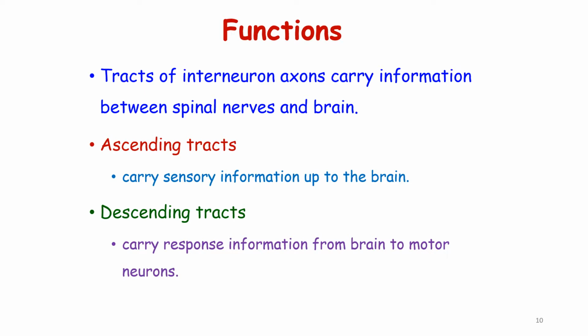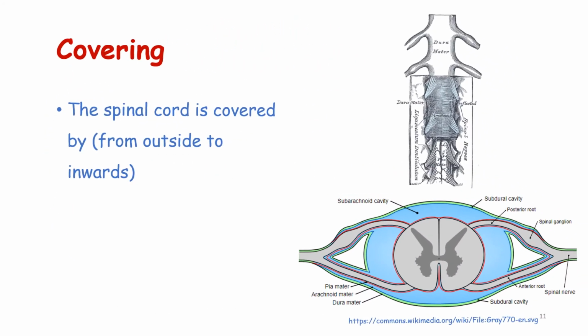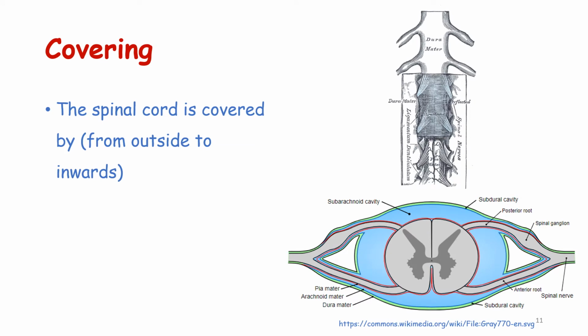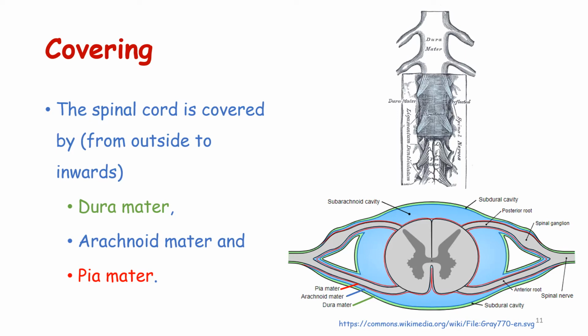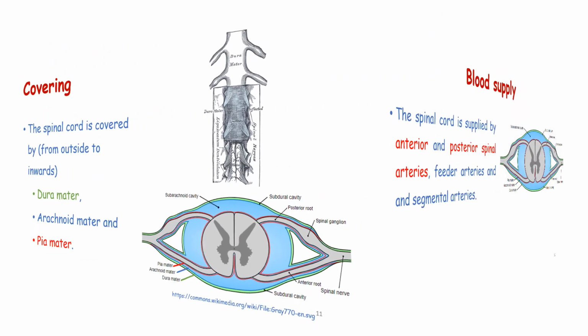The spinal cord is divided into 4 different regions based on their location: cervical, thoracic, lumbar and sacral. Afferent and efferent spinal nerves merge to form the peripheral nerves. The spinal cord is covered by, from outside to inwards, dura mater, arachnoid mater and pia mater.